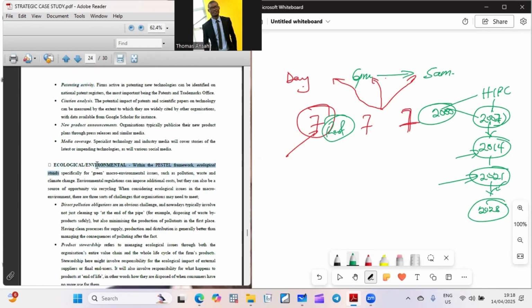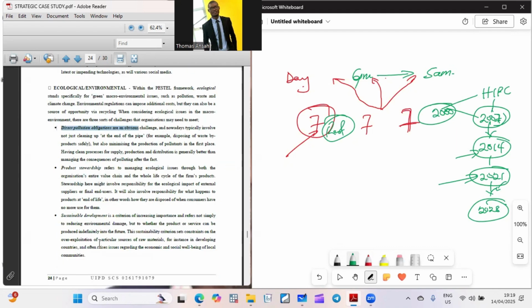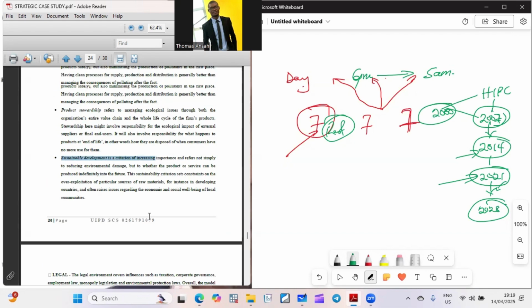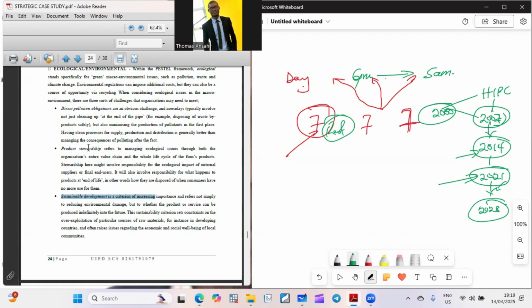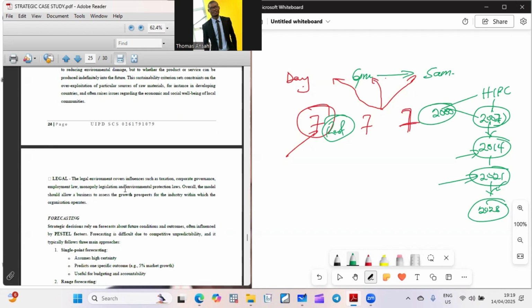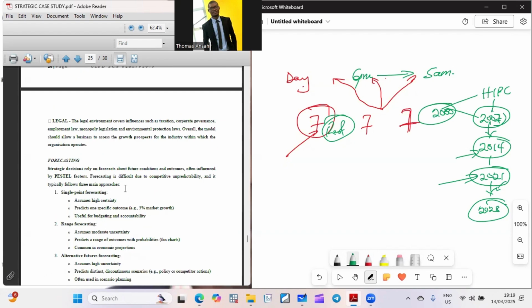Look at ecological in terms of PESTEL analysis: the green environment. Look at pollution, product stewardship and sustainability, and IFRS S1, Mr. Animan. So look at it in those dimensions. These are three sorts of challenges that come onto it. As for legal, you have talked about it, and I think you are good to go.